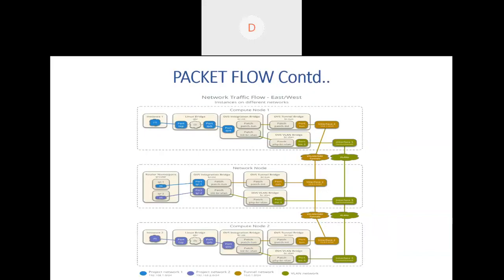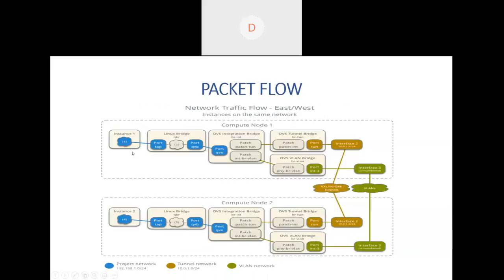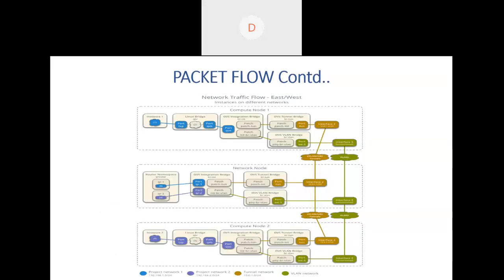And there is something like east-west traffic, wherein instances are in different networks. Earlier, this instance and this instance were in the same network. Now instance 1 and instance 2 are in different networks, and they are in different nodes as well. When two machines in a physical network are in two different networks, they go to their respective switches, and from there to the router. The router decides where the packet has to be forwarded, and from there it goes to the other switch and then to the VM. The same thing happens over here as well.